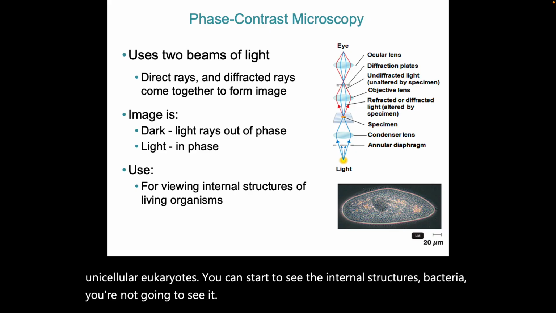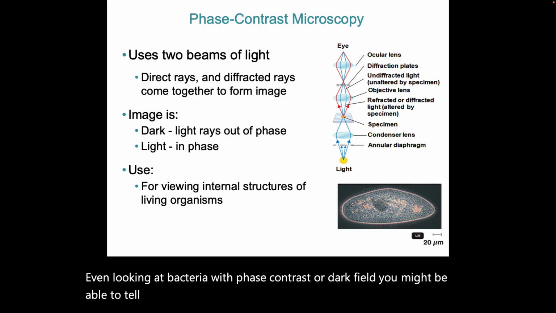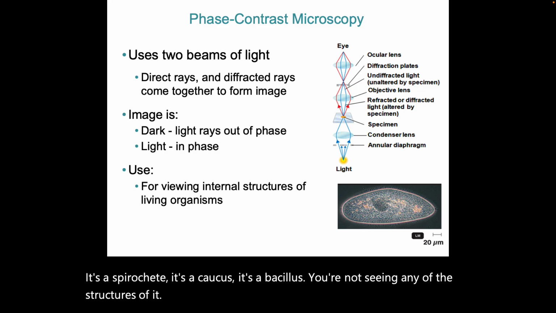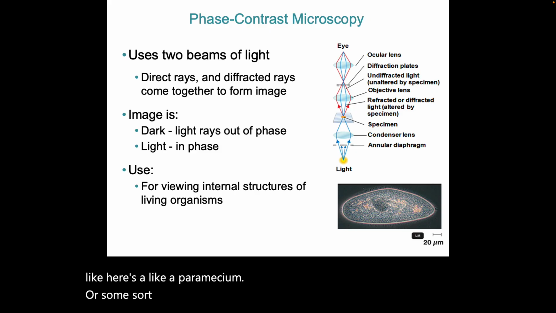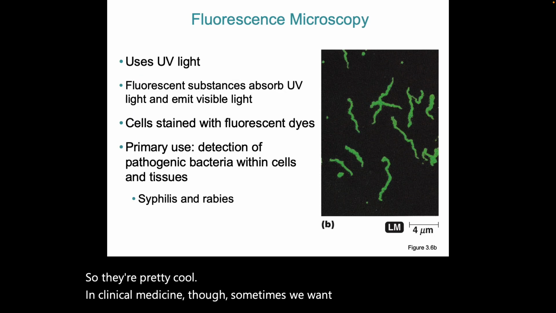Even looking at bacteria with phase contrast or dark field, you might be able to tell the shape. It's a spirochete, it's a coccus, it's a bacillus. You're not seeing any of the structures of it. They're just too small. But with some of your eukaryotes, like here's a paramecium or some sort of other ciliate, you can see some of the internal structures. So they're pretty cool.